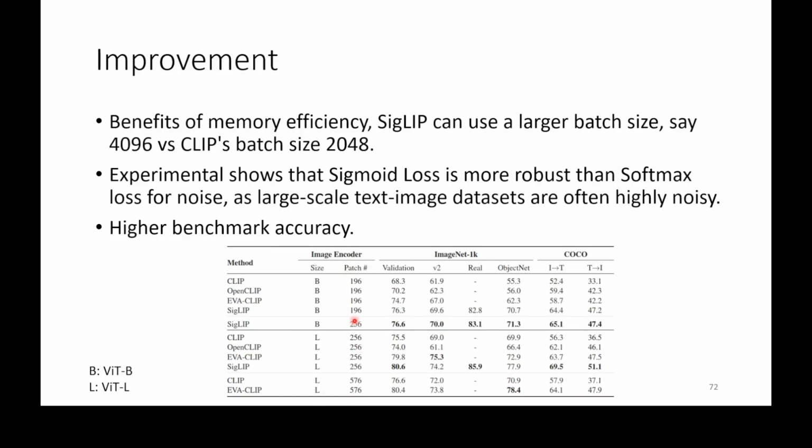hyperparameters for those models. And with the same model size and with the same patch size, SigLIP can generate a higher validation accuracy for different tasks. This is ImageNet 1K and this is COCO data sets. Okay, so that is the evidence supporting the claim sigmoid loss is more robust than softmax loss. And let's see another claim. Large-scale text image data sets are highly noisy. So let's take a look.